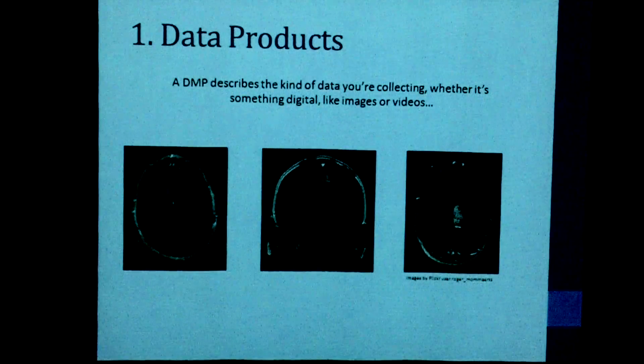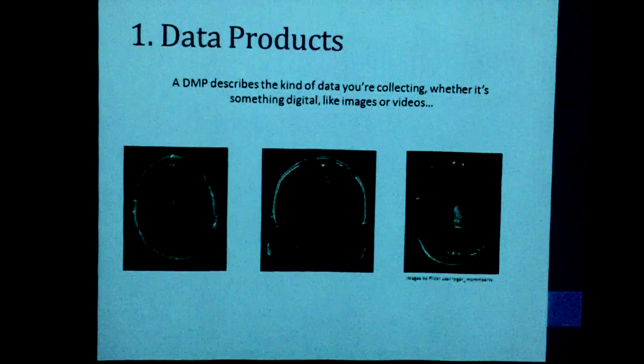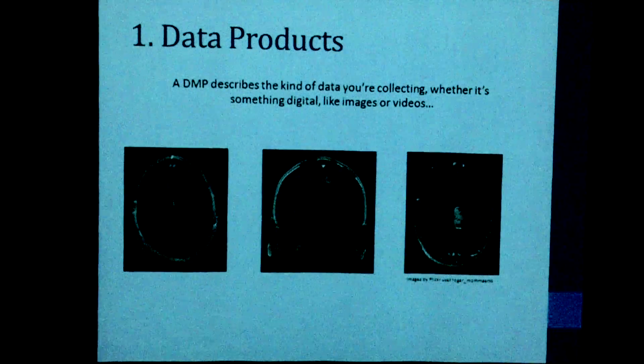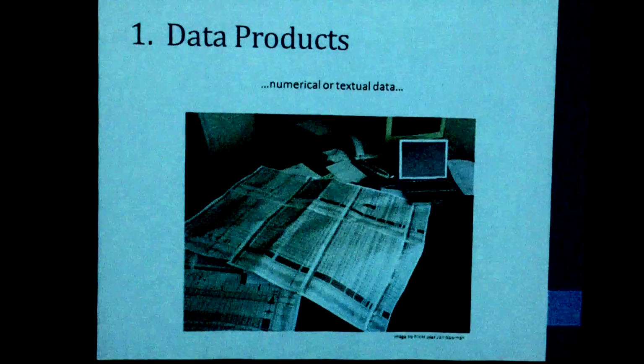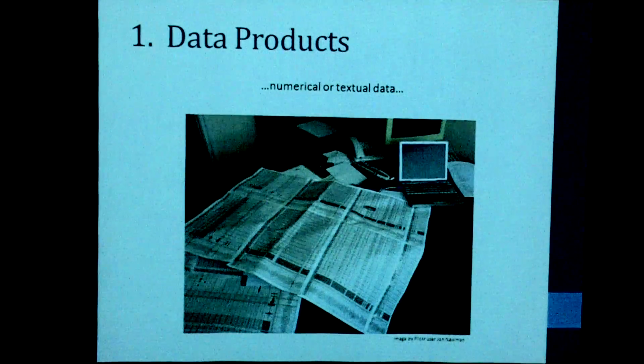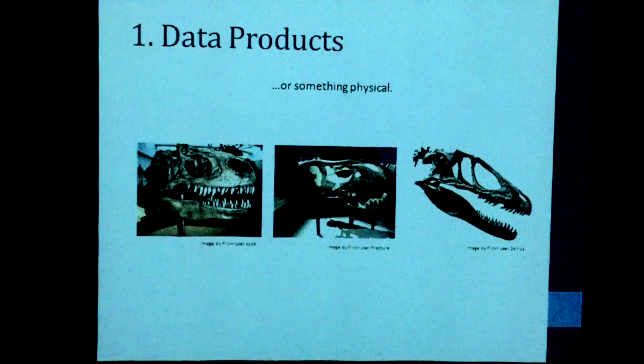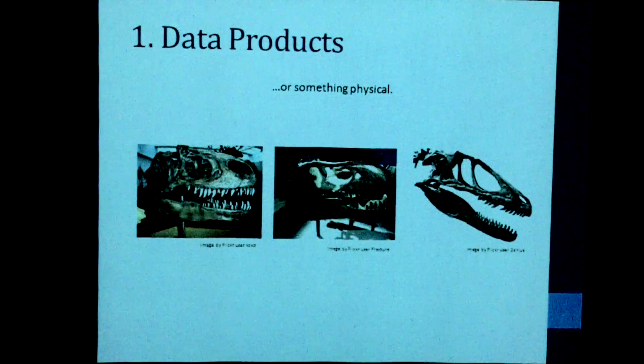So the DMP is going to describe the kind of data you're collecting, whether it's something digital, like in this case an image, or video, digital audio, something numerical or textual data like a spreadsheet or interview transcript, or even something physical like dinosaur skulls.